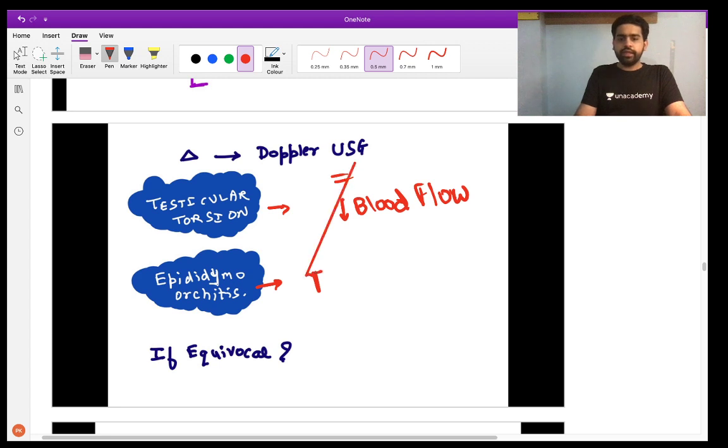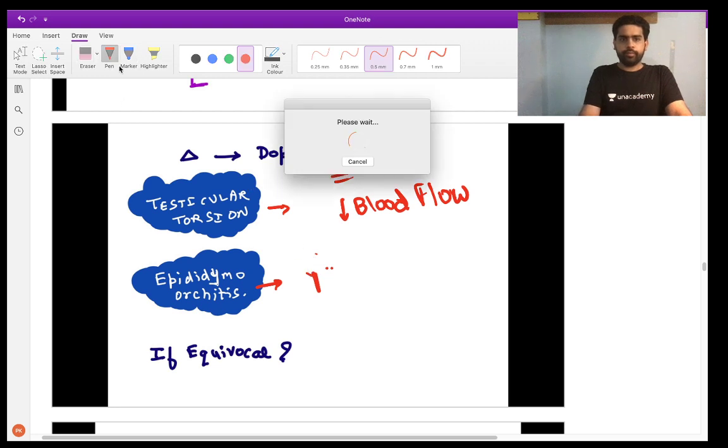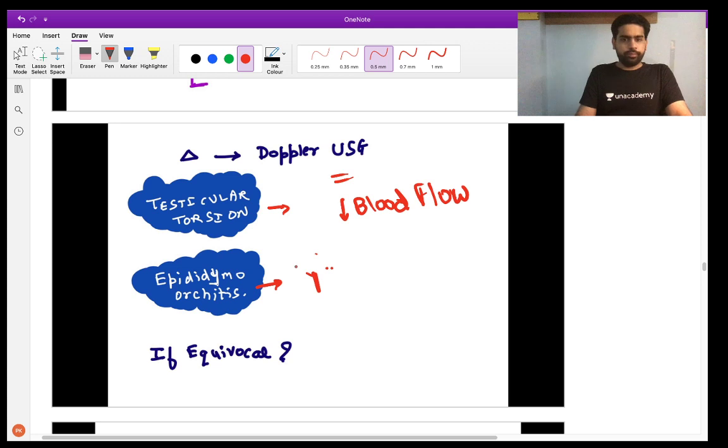So in the epididymoorchitis, what will happen? There will be increase in the blood flow. Okay, so here there will be increase in the blood flow rather than reduction in the blood flow. Right. So in the epididymoorchitis, we will have the increase in the blood flow, right? Okay, that's fine.